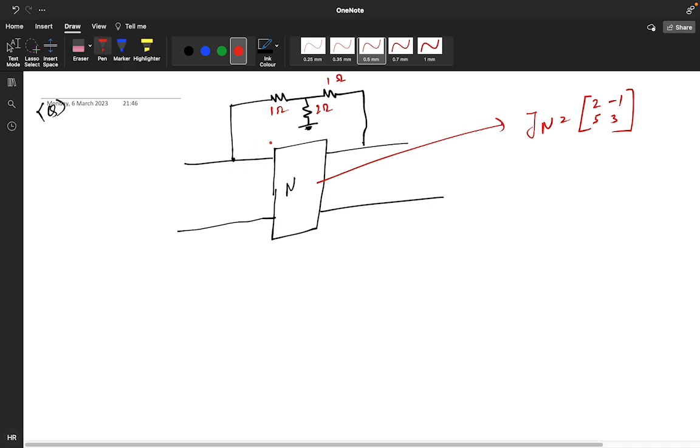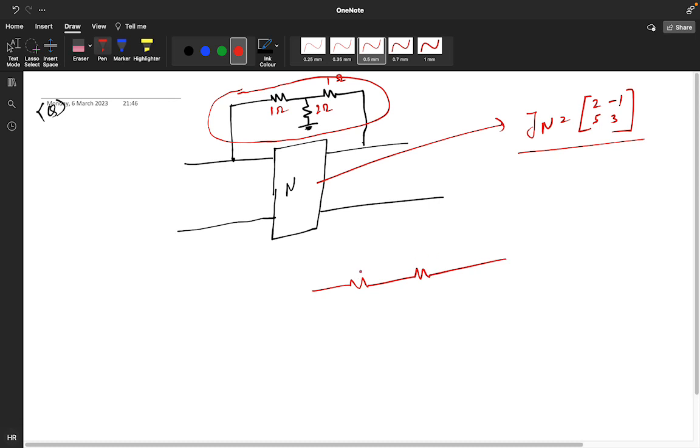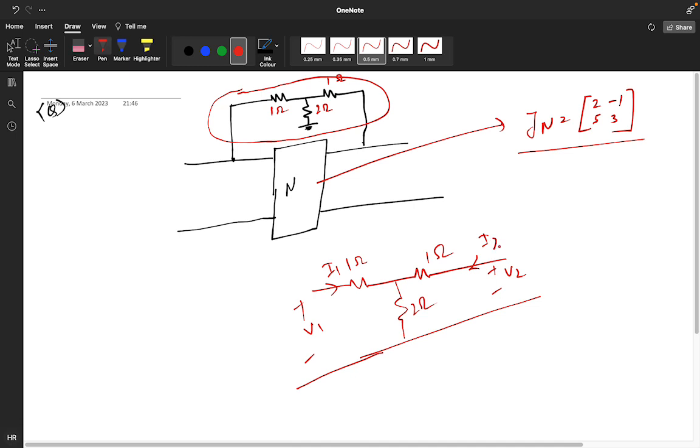This two-port network is connected in parallel. You don't need to go with the longest method. Suppose this is connected in parallel with this. You know the YN value, you just need to find this two-port network. This is 1 ohm, this is 1 ohm, this is 2 ohm. You are taking positive negative V1, positive negative V2. This is I1, this is I2, and in this branch I1 plus I2 current will flow.